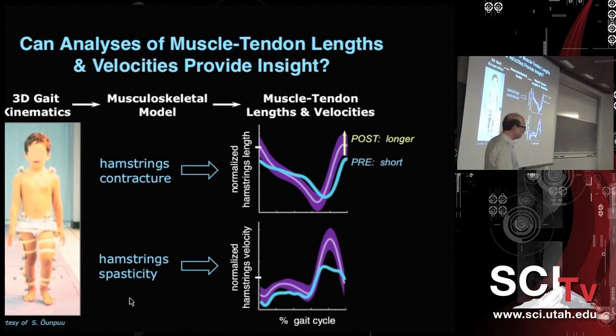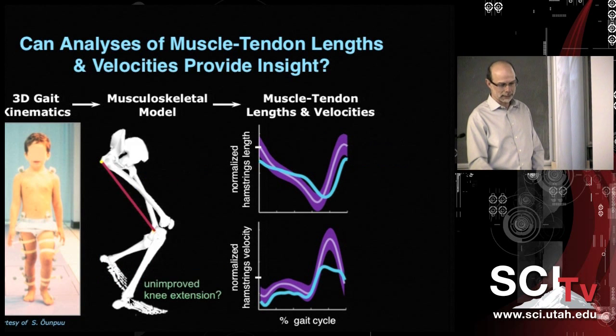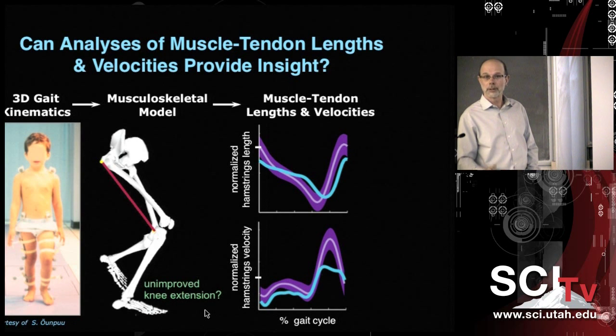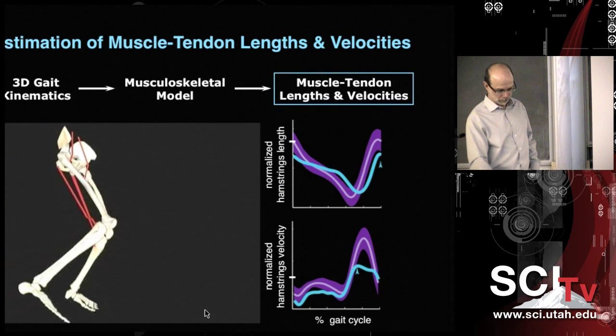Okay, so, and then the other question was, well, what if they were short and they had a hamstring lengthening? Would they get longer? And if they were slow, they weren't lengthening fast enough, and they had a hamstring surgery, would they get longer? So those were the questions we asked. The other was, well, if their hamstrings got longer and they got faster, did they walk better? Was their knee extension improved? So those were the basic questions.